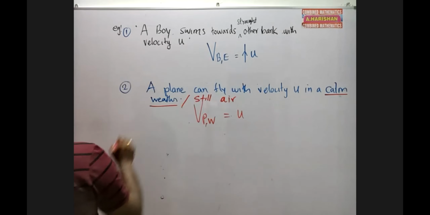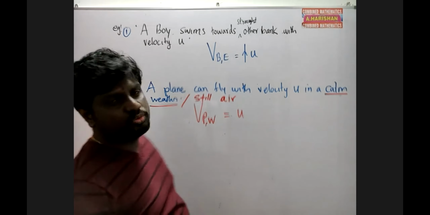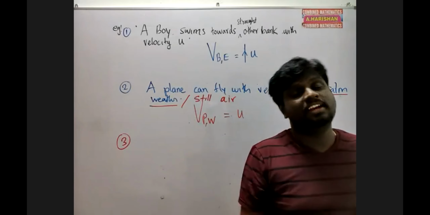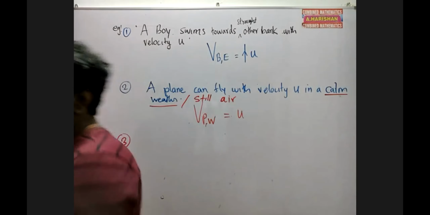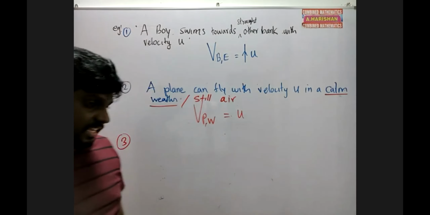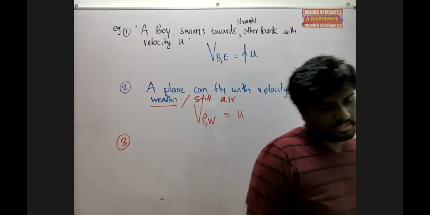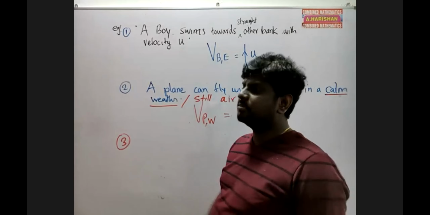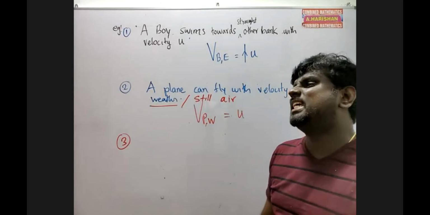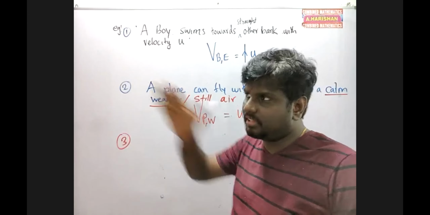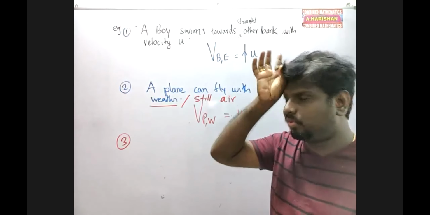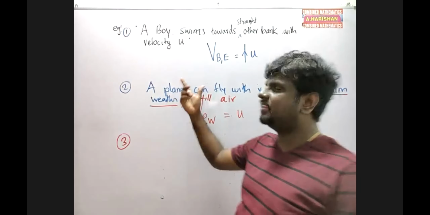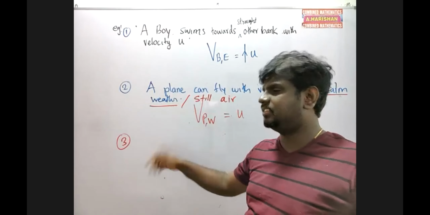Or still water, the other one. The man can swim with velocity u in still water. That means you have to find it according to the water. Is it clear? There are keywords like that. A man intends to go to that place or some point. Intend to go. Other than these keywords, you can easily convert.